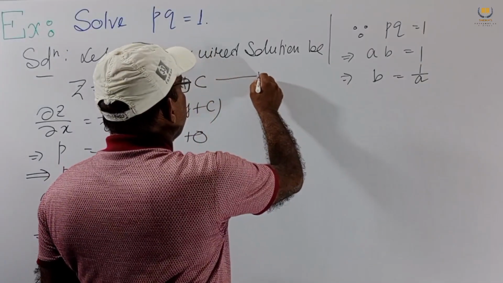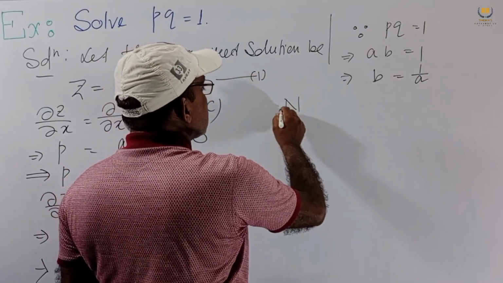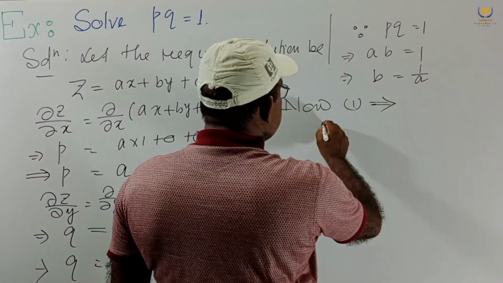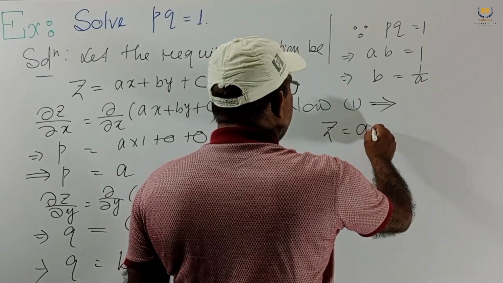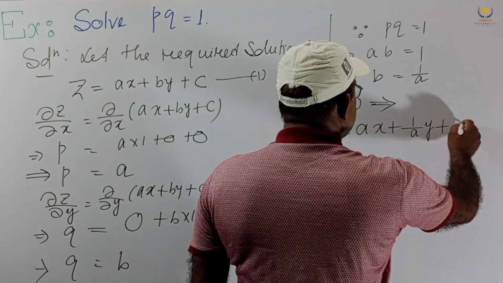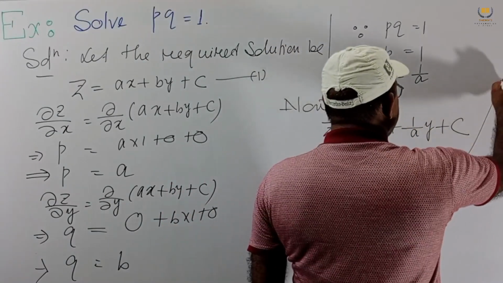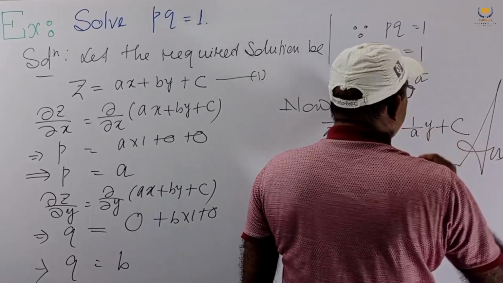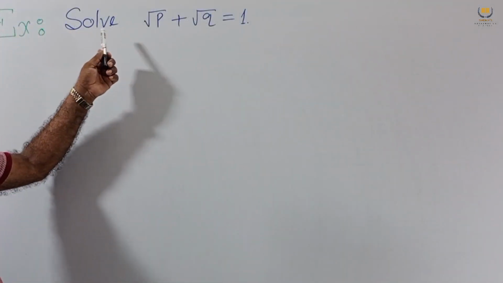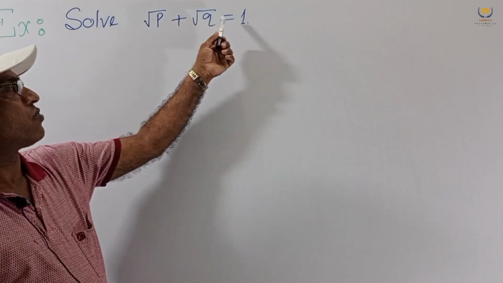This is number 1. Now 1 implies z equal to ax plus by, that is, z equal to ax plus 1 by a y plus c. This is the required solution of the given problem. Very easy solution. So, another problem: consider solve root p plus root q equal to 1.